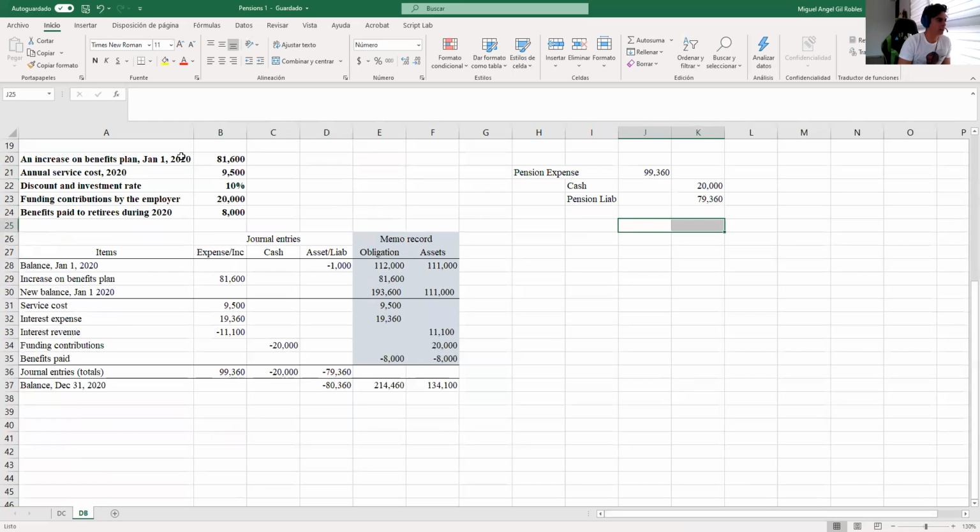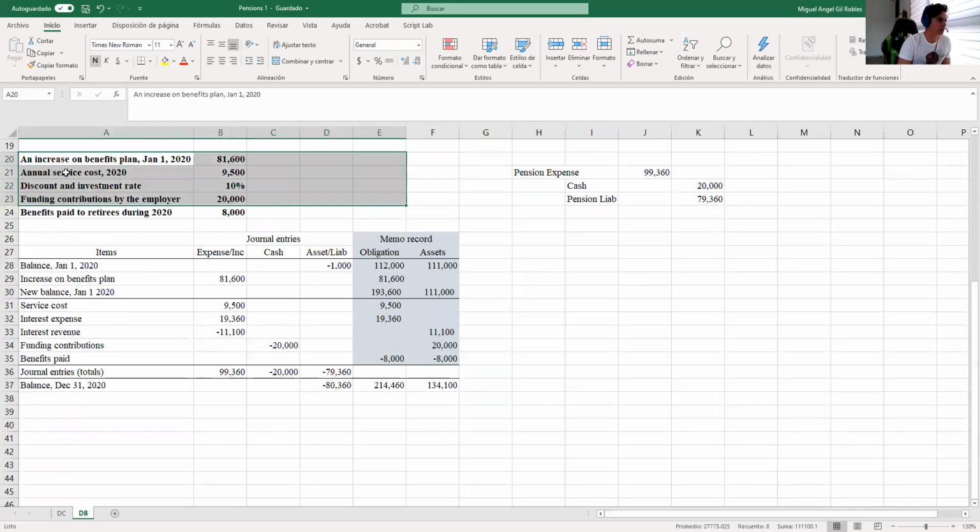So this is the first complication that we are facing because we decided to increase the benefits on the plan. And now in the next step, I'm going to do another exercise with another complication.